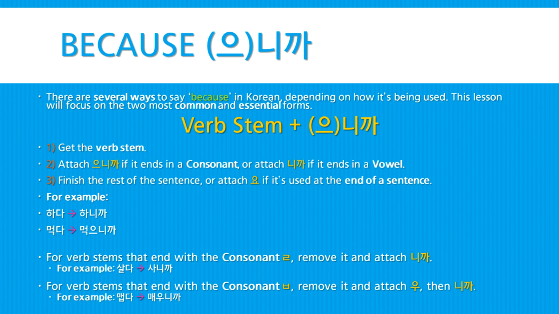For verb stems that end with the consonant 릴, remove it first and then attach 니까. So 살다 would become 사니까. For verb stems that end with the consonant 비읍, remove it and then attach 우, like usual, followed by 니까. So, 맵다 would become 매우니까.